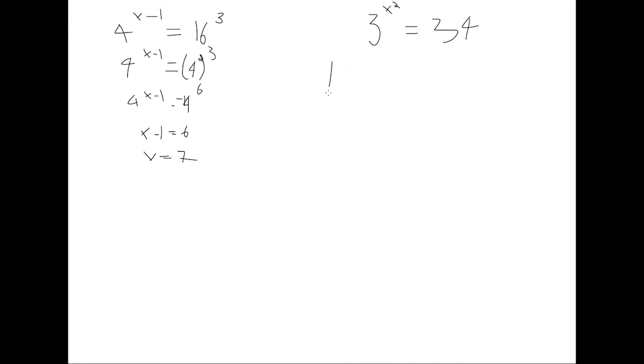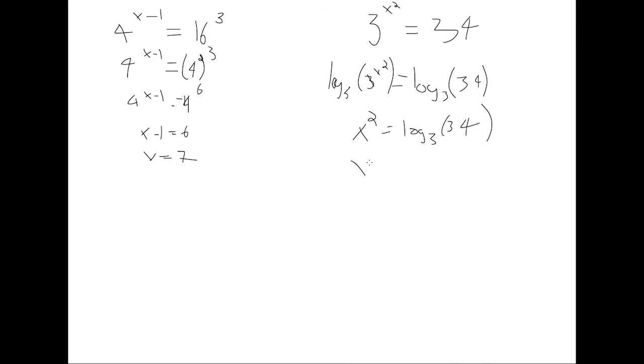So what would we do here? Well, we would say log base 3 of 3 to the x squared equals log base 3 of 34. Okay, and that's basically saying that x squared equals log base 3 of 34. And then we can simplify a little bit more. We need to square root both sides. So we would say x equals the square root of log base 3 of 34. So not a nice number, but you see we could apply logarithms to this sort of equation as well, where it was actually x squared in the power, not just x.